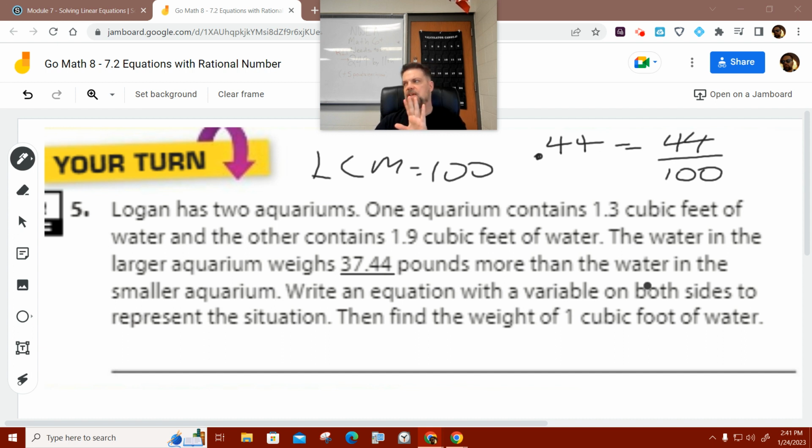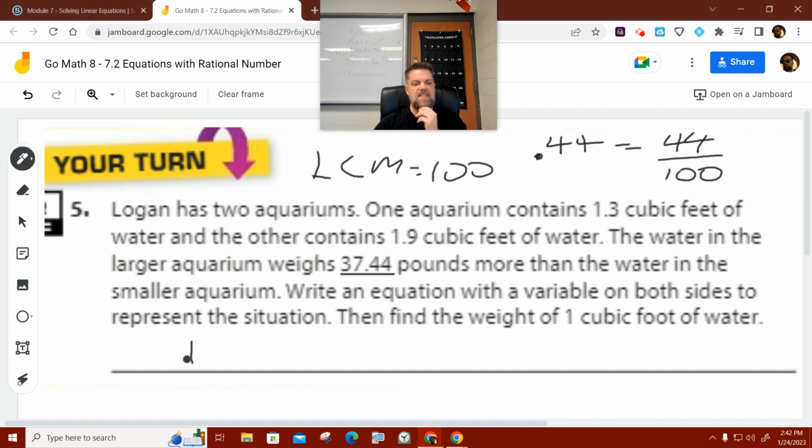So let's reread it. It says one aquarium contains 1.3 cubic feet of water. The other contains 1.9 cubic feet of water. The water in the large aquarium weighs 37.44 pounds more than the other aquarium. Now, this one's worded a little different. Okay? Write an equation to represent or find the weight of 1 cubic foot of water.